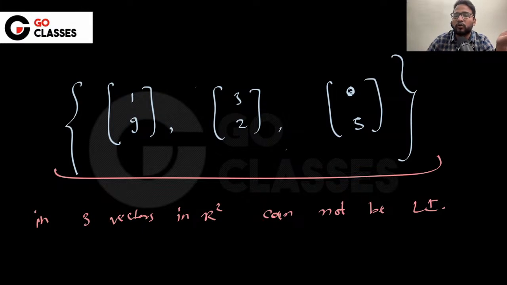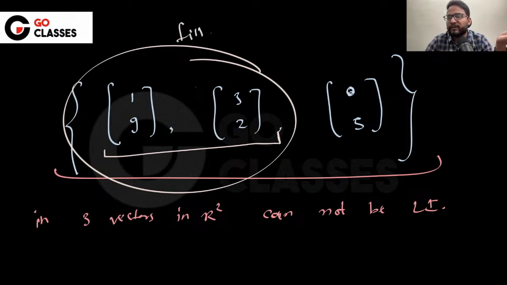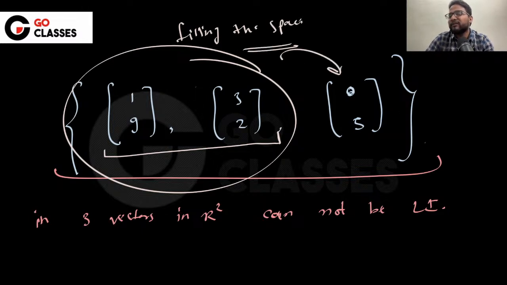But for now, let's not go to the rank. Let's just see if I can do it using some intuition. What I'm saying here is that if these 3 are linearly independent, for now suppose they are, then these 2 must be linearly independent. Then this must be filling the space, because any 2 linearly independent vectors in R2 fill the space, right? And hence they must be producing this. Any vector can be produced by a set of vectors which are filling the space. That's why these three vectors cannot be linearly independent.